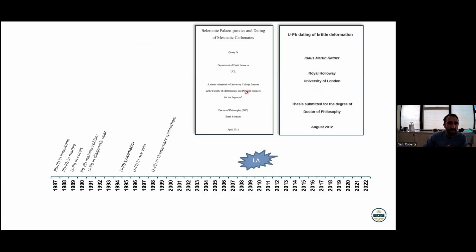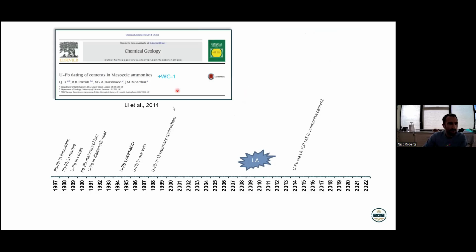But Lee was successful in dating some cements that we found in ammonites. This work was eventually published in 2014. It's pretty much seen as the first paper for laser ablation U-Pb carbonate chronology. We've been using an in-house standard throughout this time, but we didn't publish that for some years.